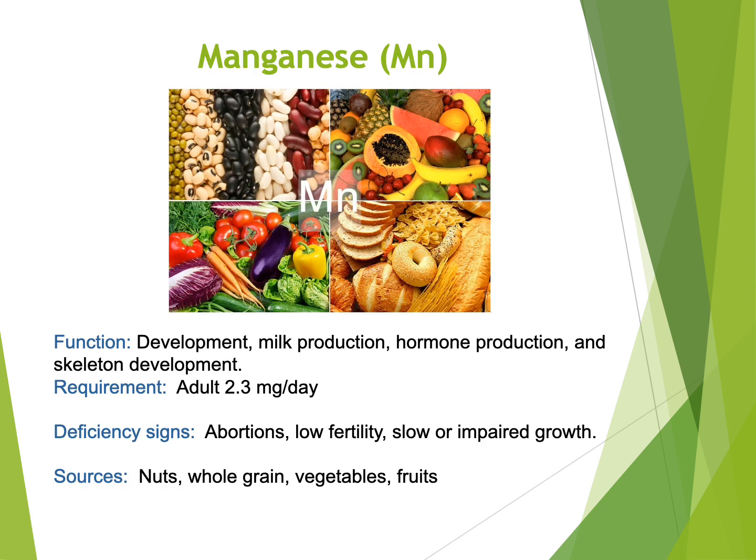Manganese is another type of trace mineral. Among its functions, we have milk production, hormone production, and skeleton development. The requirement for adults is around 2.3 milligrams per day, and some of the deficiency signs include abortions, low fertility, and slow or impaired growth. A couple of the best sources of manganese are nuts, whole grains, vegetables, and fruits.